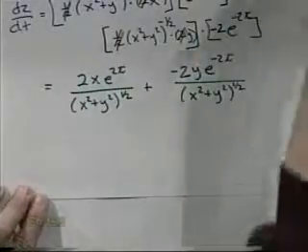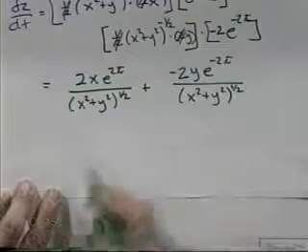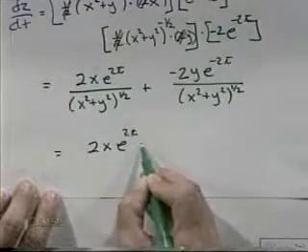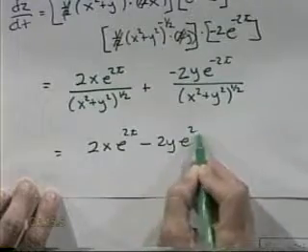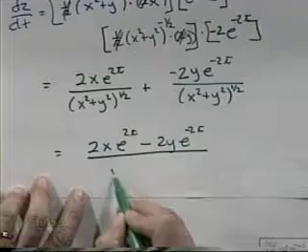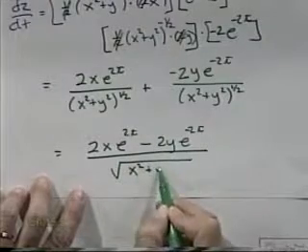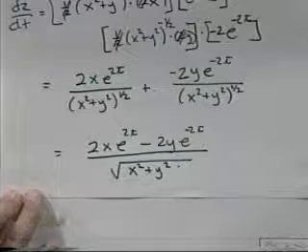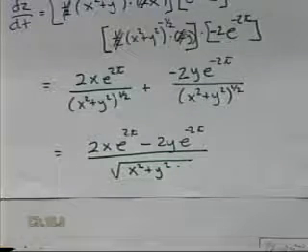Okay, and since these two fractions have the same denominator, we can put them together as one thing. So I'd have 2x e to the 2t minus 2y e to the minus 2t, all over the square root of x squared plus y squared. Okay, and that's my final answer.